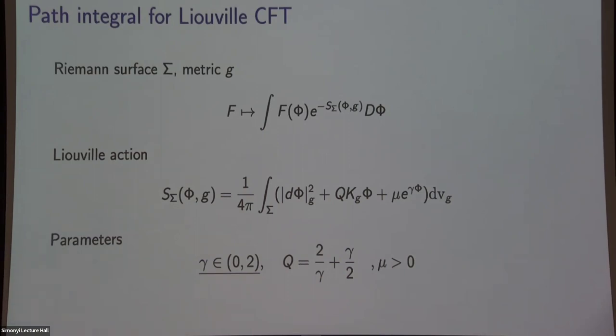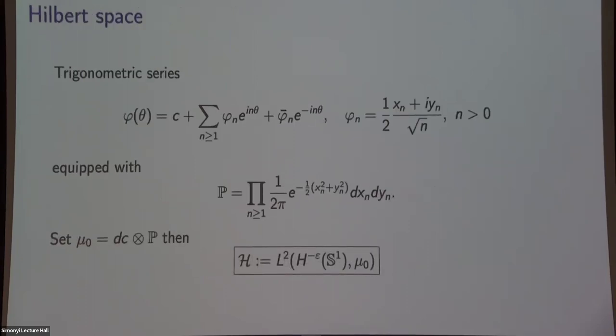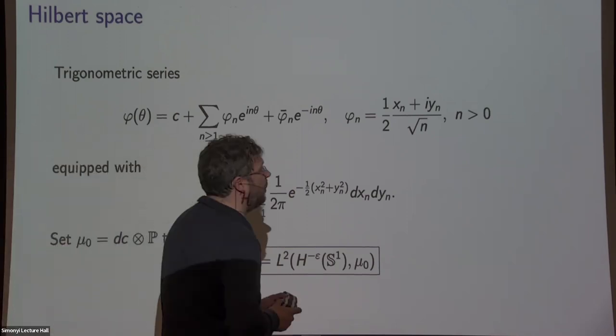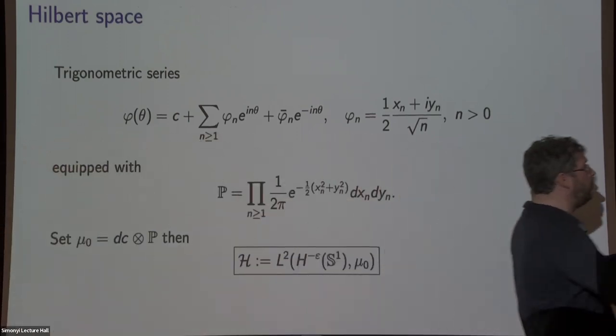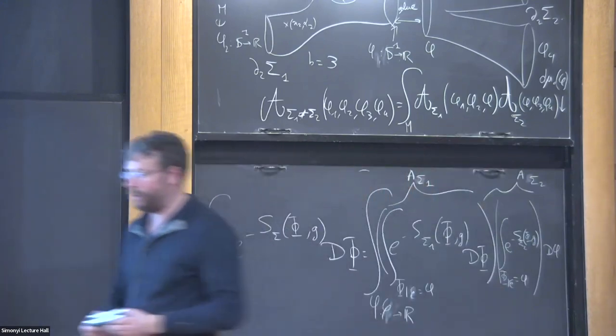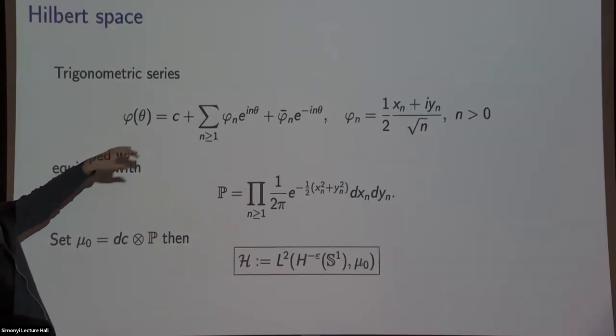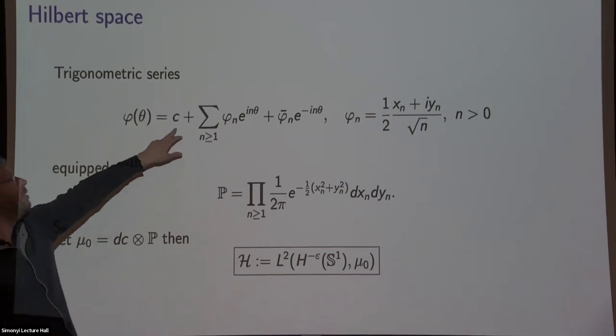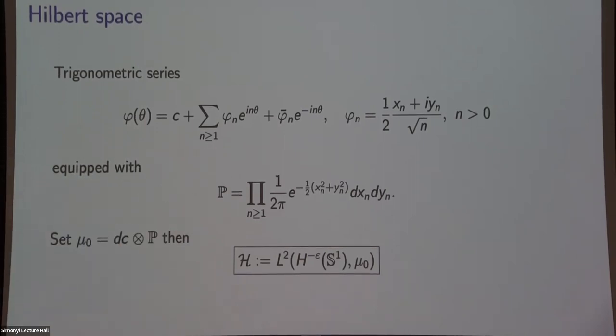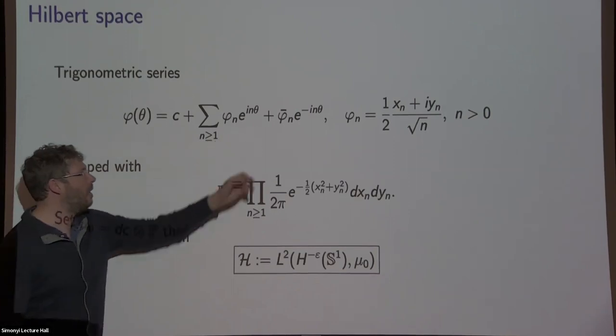So first, before talking about how I define the amplitude associated to Liouville, let me give the Hilbert space. I already gave it. The Hilbert space that's going to glue the amplitudes is going to be just the Gaussian free field on the unit circle. So I take a trigonometric series on a circle. It has a constant mode and higher order Fourier modes. The constant mode is sampled according to the Lebesgue measure, and the other modes are the Gaussian free field on the circle.